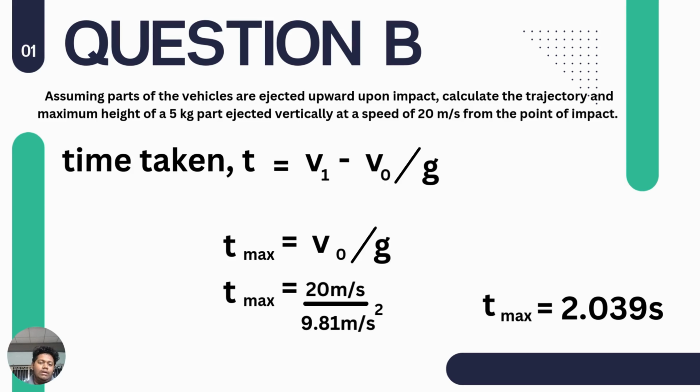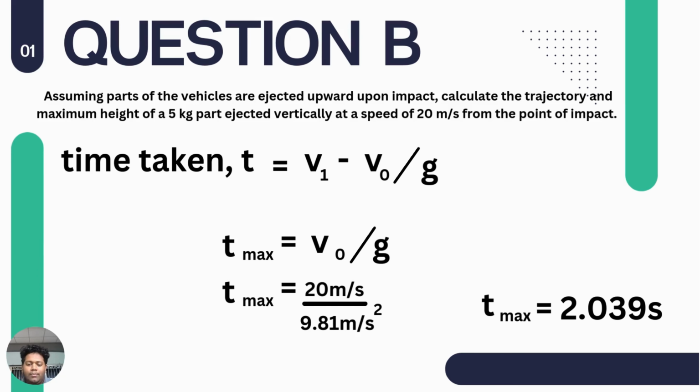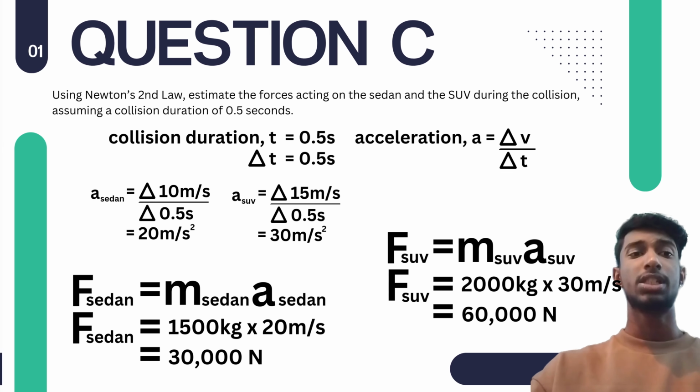Next, for question B is the time taken. We can substitute inside the formula. T max equals v naught over g, where v is the initial velocity and g is 9.81 meters per second squared. So 20 meters per second divided by 9.81 meters per second squared, we get a maximum time of 2.039 seconds.